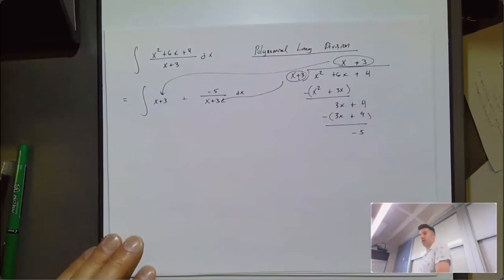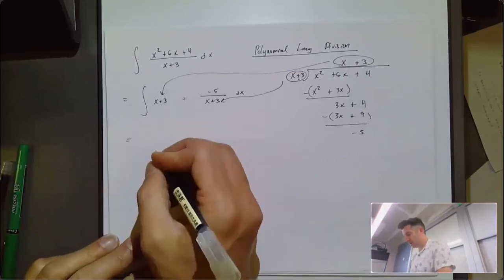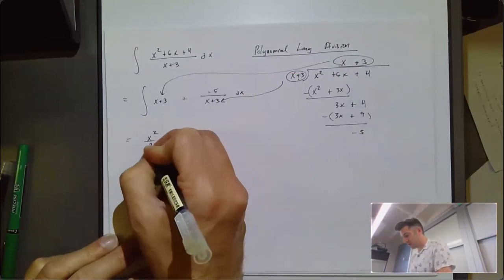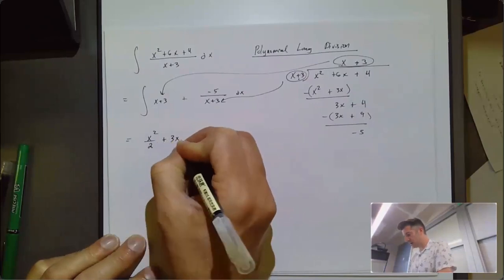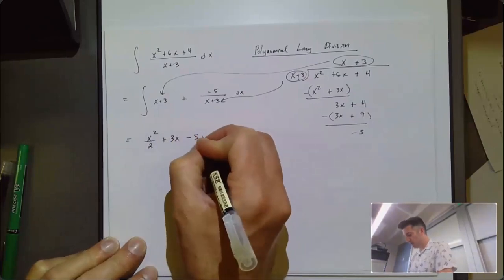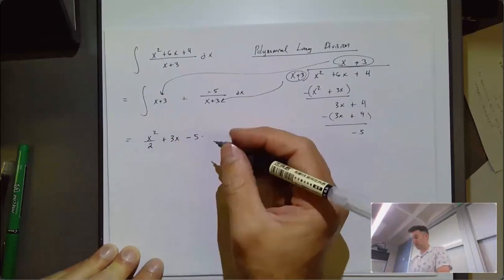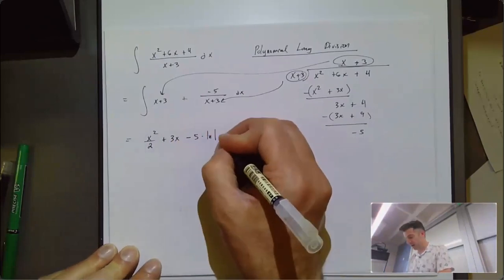So it's always your quotient plus your remainder divided by your original divisor. And then we integrate. So this is going to end up being x squared over 2 plus 3x minus 5 times the integral of 1 over x plus 3, which is the natural log of the absolute value of x plus 3.